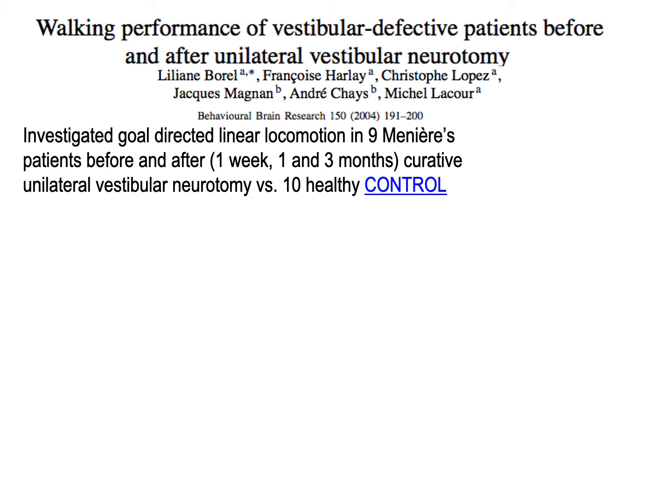So this is a case study that was published in 2004 that was looking at 9 individuals with Meniere's just before, so about 1 day, 1 week before they had this very invasive surgery. And they were just tracking them over a period of time to see what was the outcome of their surgery. And they were specifically looking at goal-directed linear locomotion because obviously that's a really important aspect of everyday life, being able to walk forward and do things like grocery shopping, just quality of life, general social aspects of life.